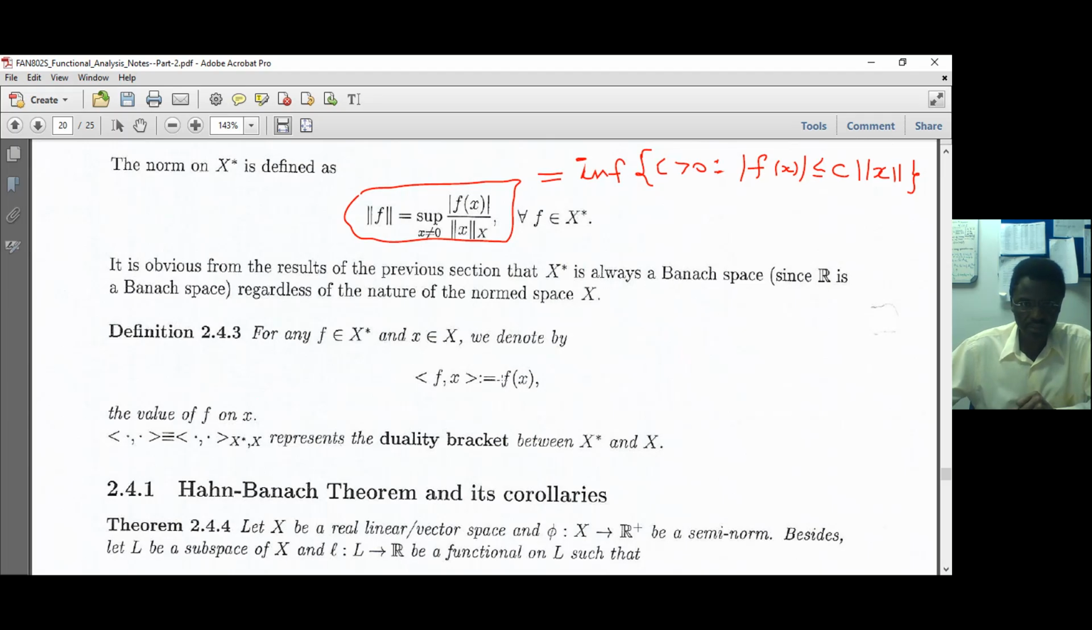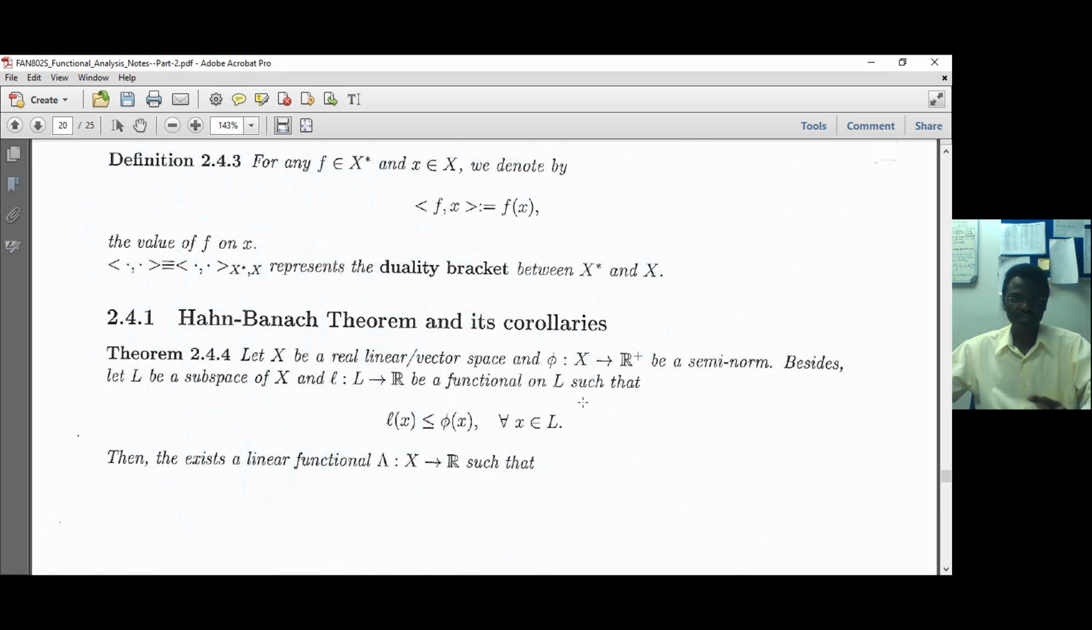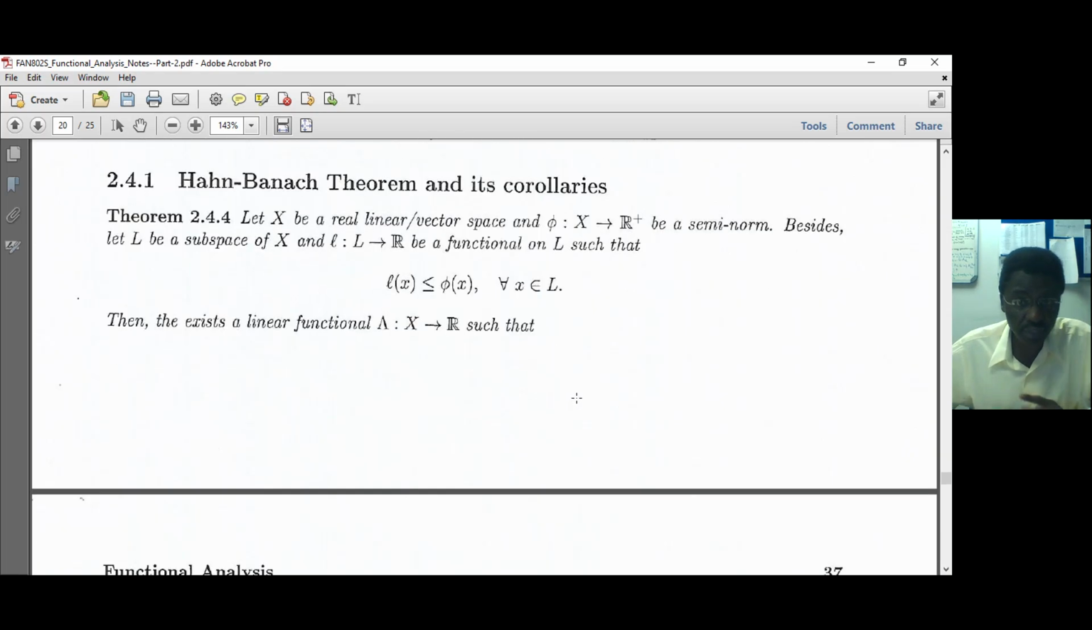All right, so once you understand that, when we have a function and its argument, and the function is in the dual of the space in which the argument is, instead of writing f of x, it's better to write the duality bracket f comma x. That's what we'll be doing henceforth in that scenario.